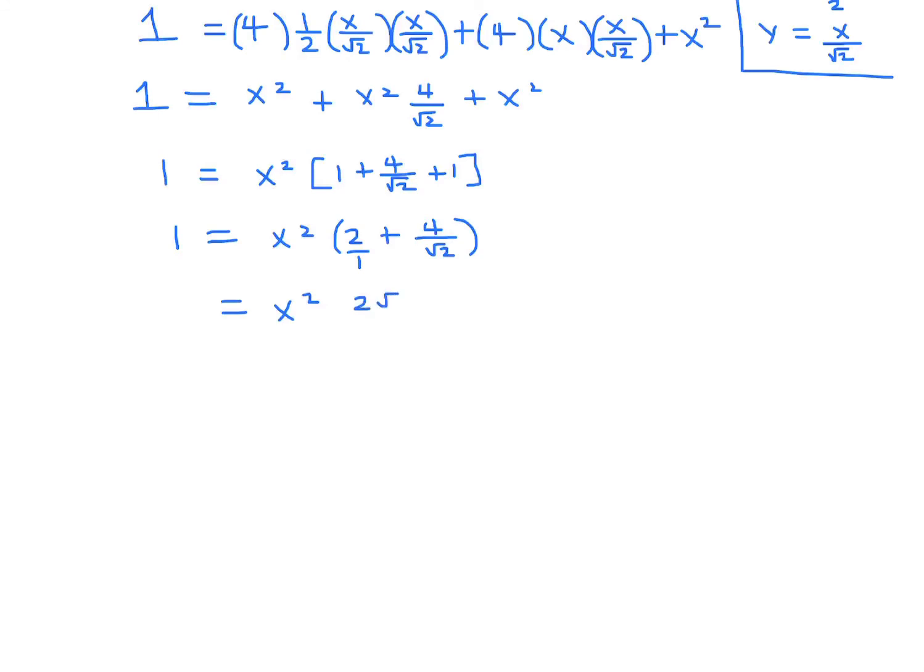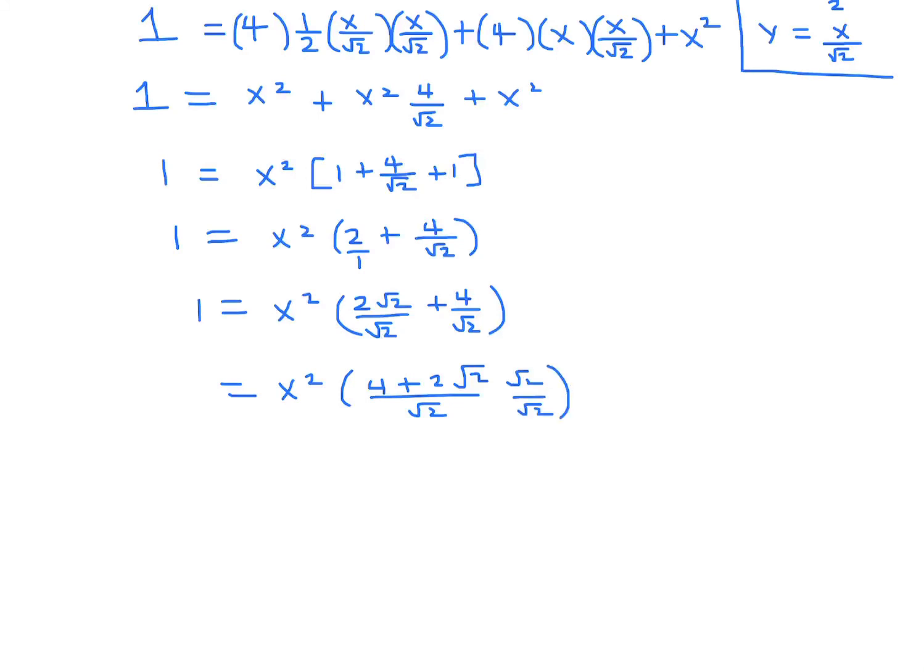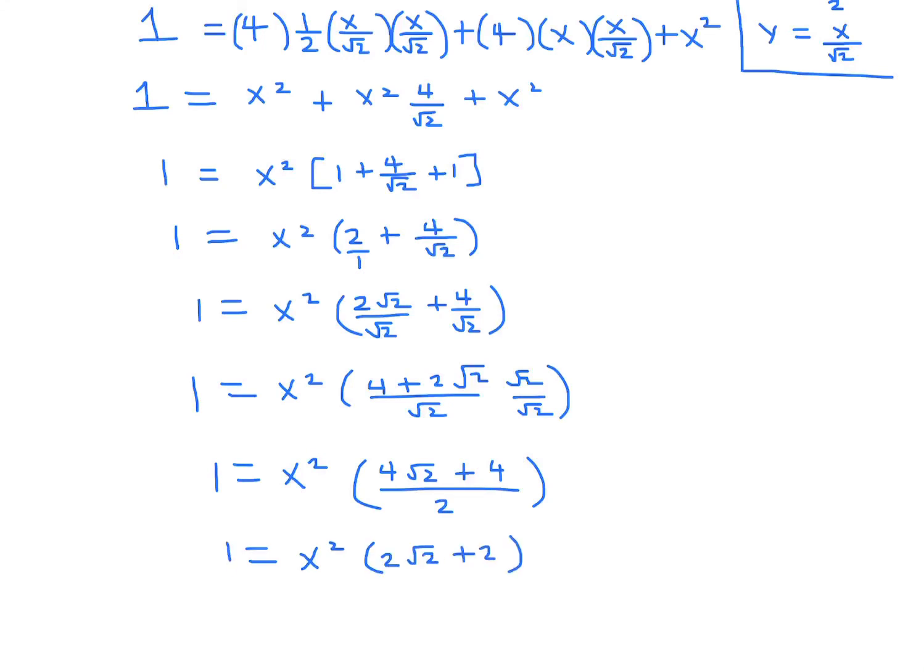2 root 2 over root 2 plus 4 over root 2, like that. And this looks like x squared is 4 plus 2 root 2 all over root 2. You can rationalize the denominator once more, and this will give you 4 root 2 plus 2 times 2, which is 4, all over 2. And finally, this looks like x squared is 2 root 2 plus 2, and therefore finally x squared is 1 over 2 plus 2 root 2.